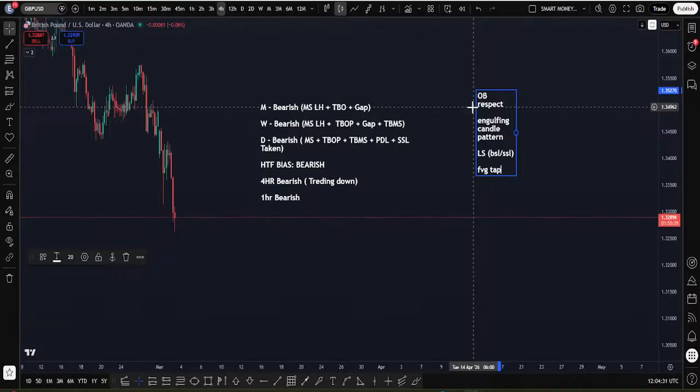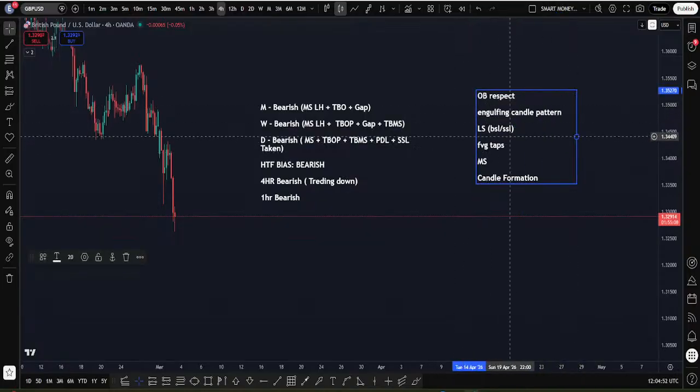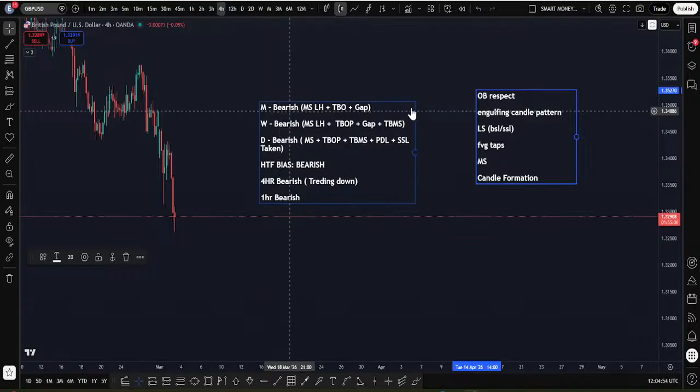FVG taps, right? When the market hits an FVG, respects it, and then continues. And even just market structure is important. Things like that make the difference. And then obviously how the candle formation opens and closes, you get an idea of how price moves. So I'm using these crumbs, guys, in the market to determine my bias. That's all I'm doing, from the monthly all the way to the 1 hour time frame.